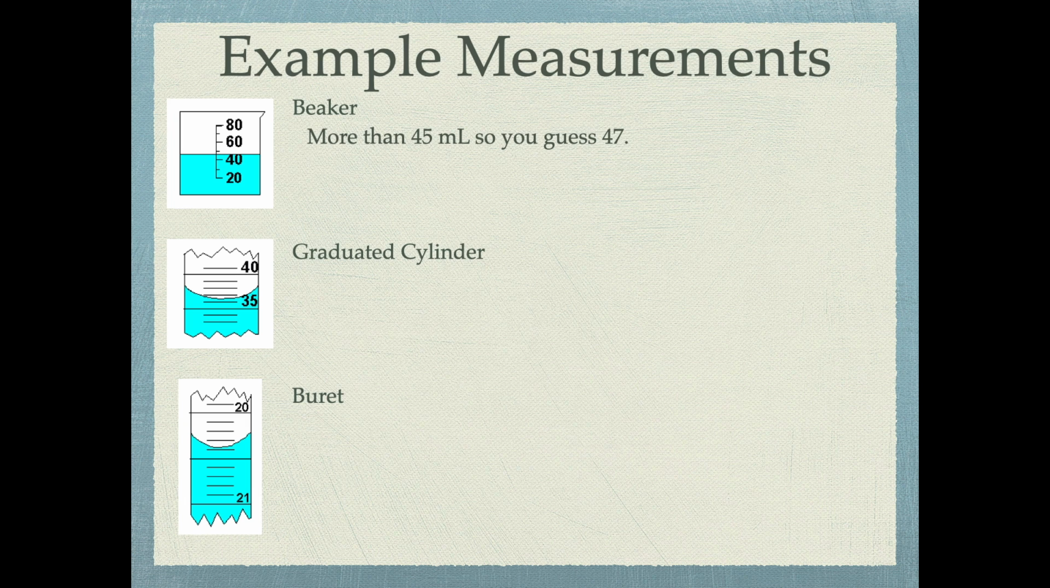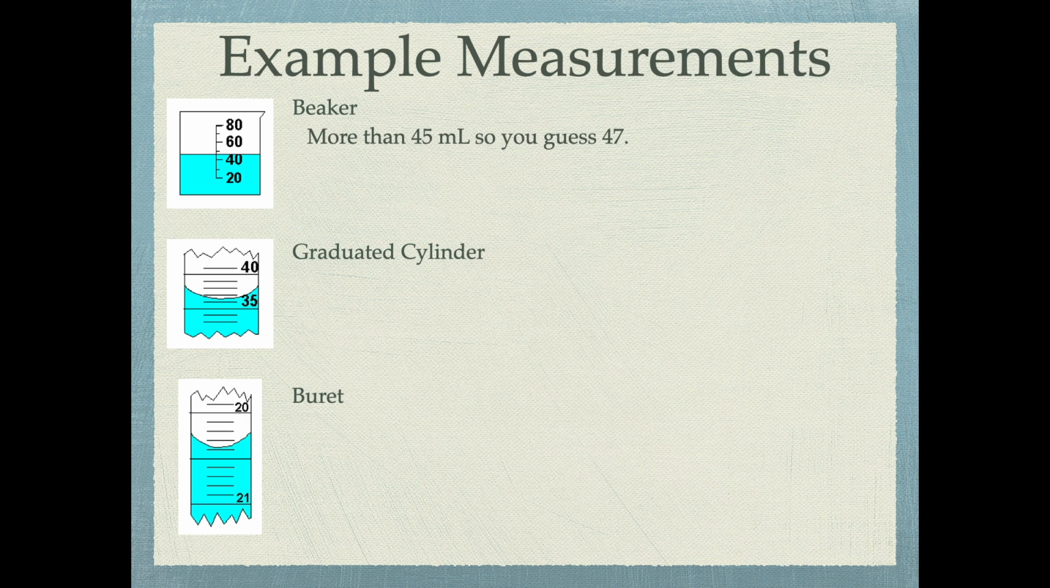Could you have guessed 46? Absolutely. Could you have guessed 48? Absolutely. 49? Sure. Because that last digit is a guess. The 6, the 7, the 8, the 9 is a guess. Now, 45 would probably be clearly wrong, right? So 49 would maybe be a little bit iffy. You're probably not doing a good job of your measuring. But that last digit is a guess.